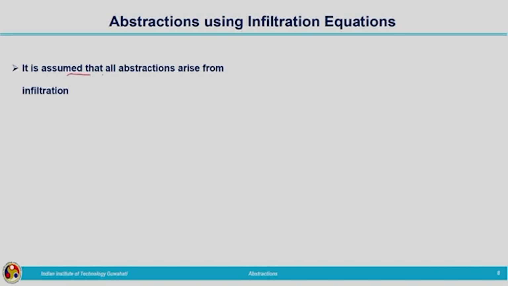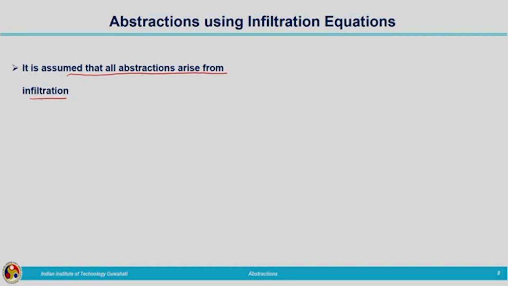So, in such cases, what can we do? In the catchments where we need to determine the direct runoff but do not have the runoff depth, that is, an ungauged catchment, we will make use of infiltration equations for the determination of runoff depth. It is assumed that all the abstractions are coming from infiltration. We are not separately accounting for initial abstractions such as interception storage and depression storage. We will consider that all the abstractions are due to infiltration.